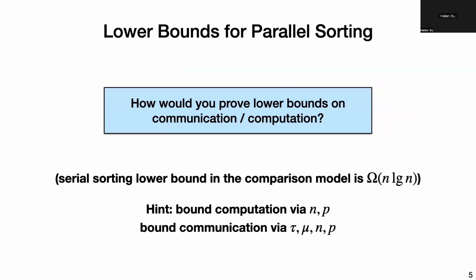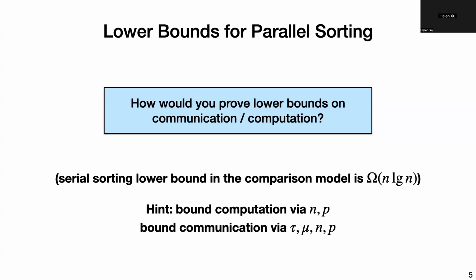So how are we going to prove these lower bounds on computation and communication? We're going to bound computation by n and p, and we're going to bound communication by n and p and the computation constants tau and mu. So how would we prove these lower bounds? We can start with computation, or we can start with communication, because maybe that's easier.